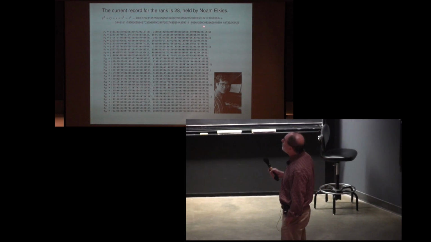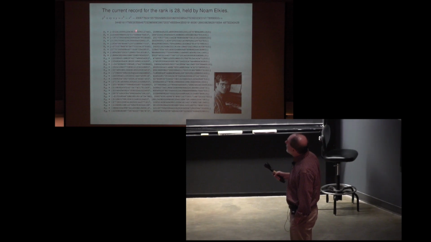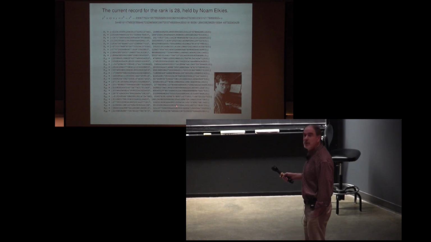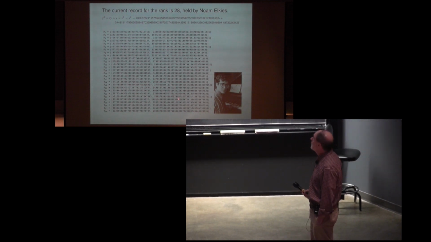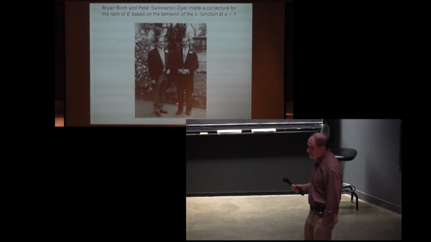And the record for the rank is now 28. That's held by Elkies. And well, we know the rank of this curve here, its coefficients, is at least 28. And here are 28 points with integer coefficients that generate a free subgroup of rank 28. We very strongly suspect the rank is 28 in this case. This was found several years ago, and no one's gone further.